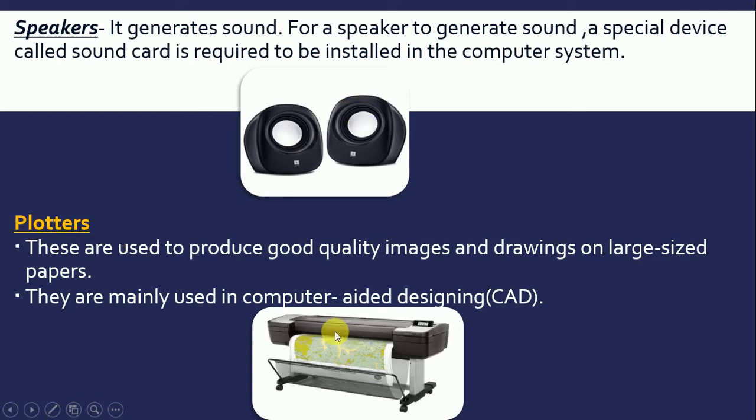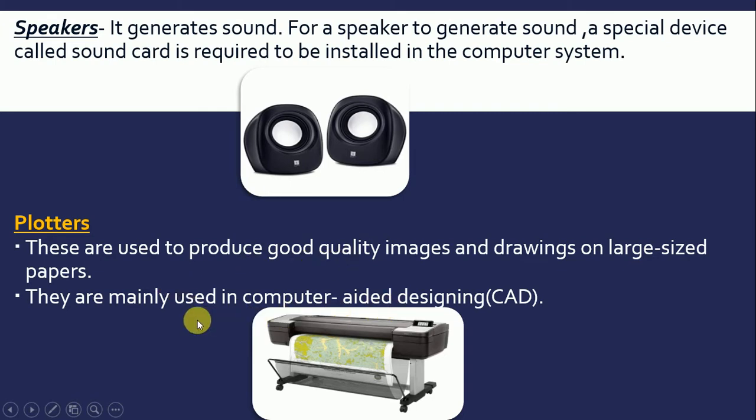Next we have plotters. Now this is a picture of a plotter. You can see here a map is getting printed. These are used to produce good quality images and drawings on large size paper. On a printer also we can print, but the difference between the two is that a printer can print on small size paper, whereas a plotter can print good quality images on large size papers.